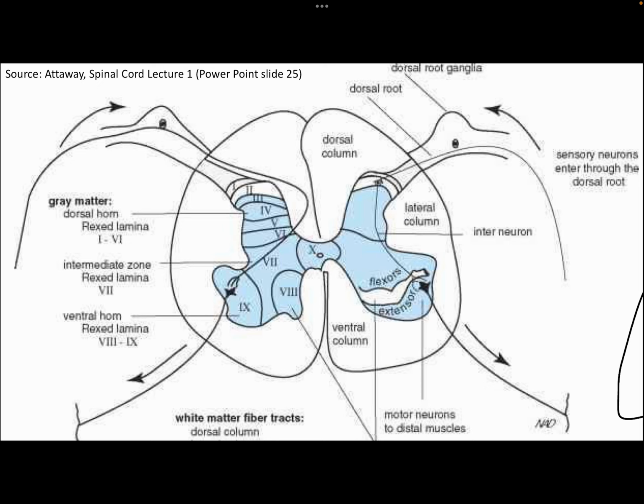We can see that the arrows going in are sensory afferent neurons coming in through the dorsal root ganglia to the dorsal root of the horns, being relayed and then sent out through motor efferent neurons in the ventral horns.